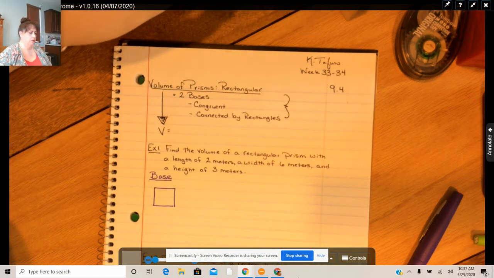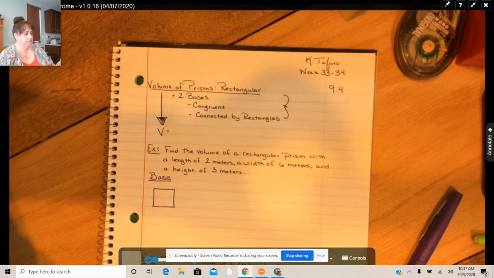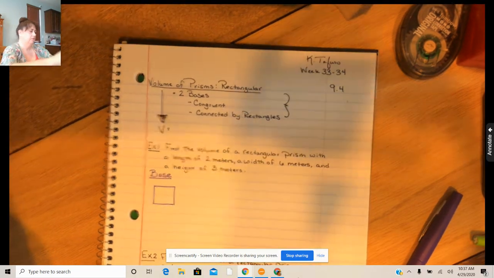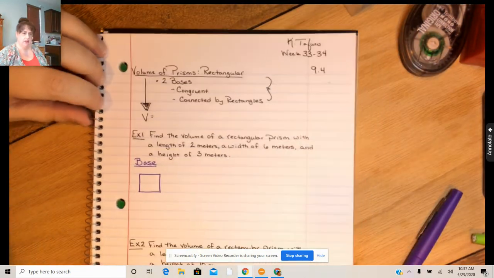Wow, it's really orange for some reason. Let's see if that helps.